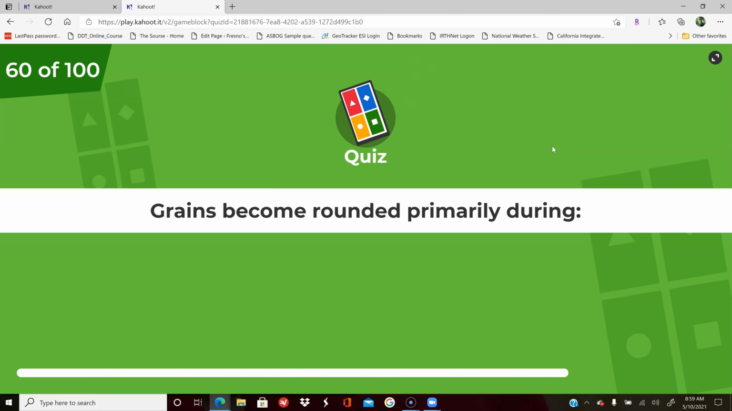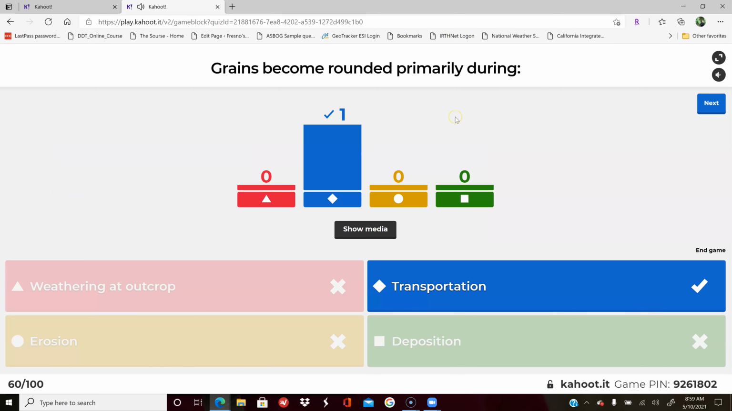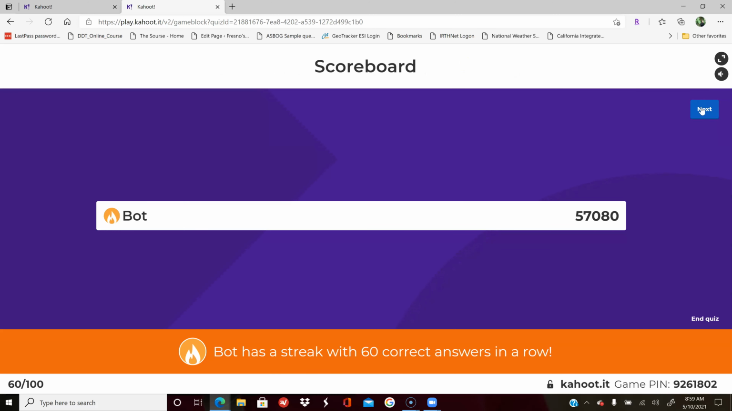Grains become rounded primarily during weathering at the outcrop, transportation, erosion, or deposition. This occurs mostly during the transportation stage, where the grains are taken from their source to their depositional area. So this is where most of the rounding will occur.